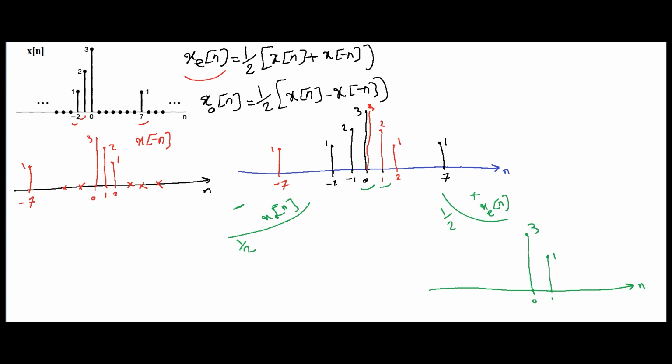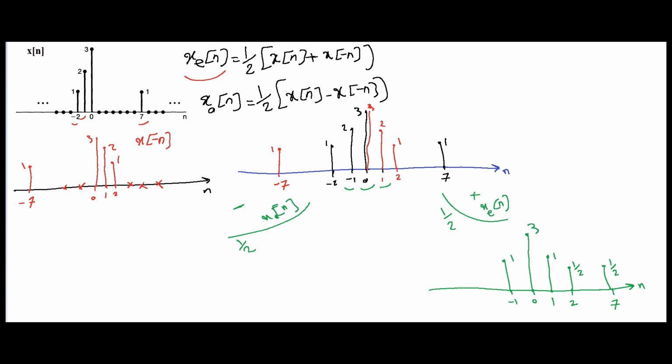At n equals 1, the sum is 2, and multiplying by 1/2 gives 1. At n equals 2, the sum is 1, giving 1/2 after multiplication by 1/2. At n equals 7, the sum is 1, which again gives 1/2.